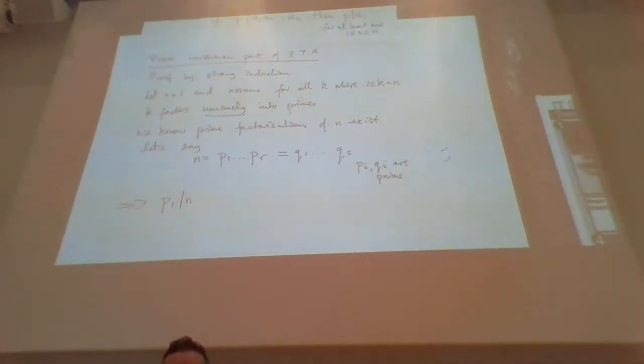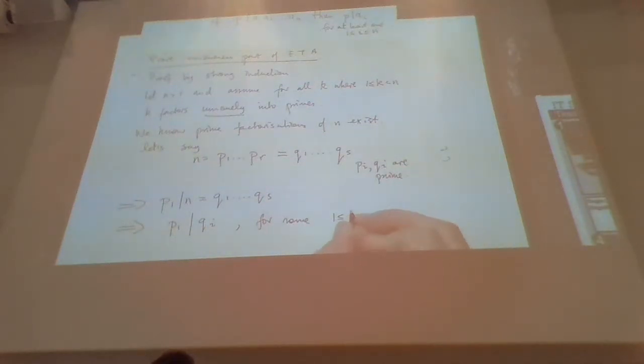Okay? And n is equal to the product of all the q's. So by Euclid's lemma, P1 divides Qi for some value of i between 1 and s.